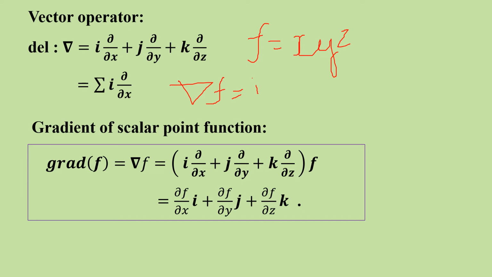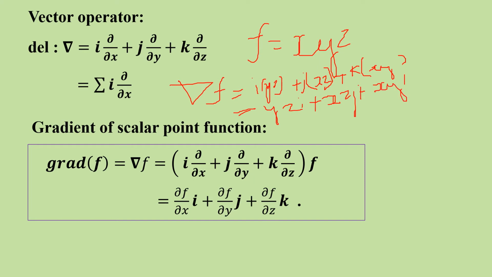So yz, on differentiating x with respect to x, that is 1. So I have yz, the component of i is yz. Similarly, the component of j is ∂f/∂y, so that gives xz. Partially differentiate f with respect to y, plus the component of k, that is, we have to differentiate f partially with respect to z, that gives xy. So that means your gradient f is nothing but yz i plus xz j plus xy k. Correct?